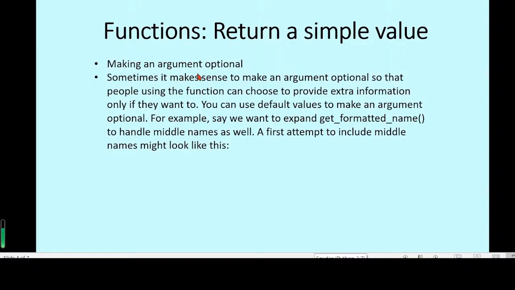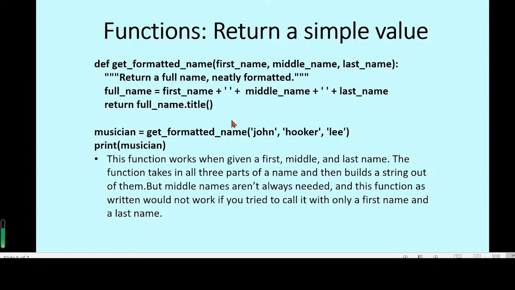So, making an argument optional. Sometimes it makes sense to make an argument optional so that people using the function can choose to provide extra information only if they want to. You can use default values to make an argument optional. For example, say we want to expand get_formatted_name to handle middle names as well. The first attempt to include middle names might look like this.